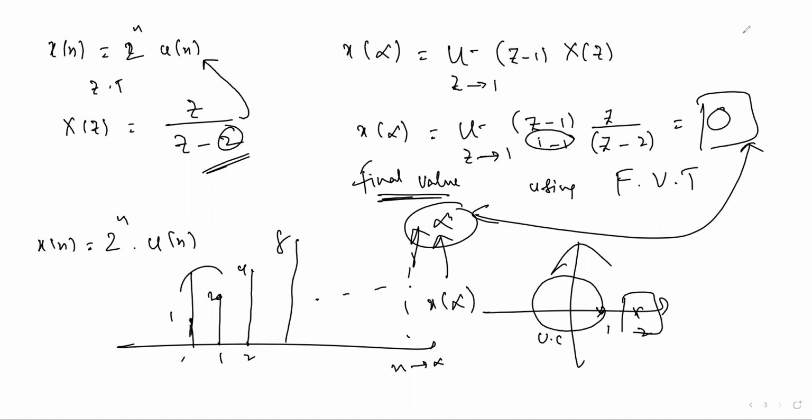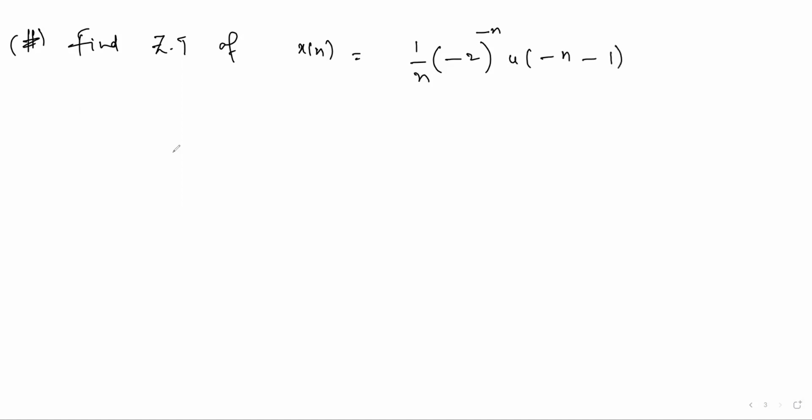So far, what we have been discussing. First, find the Z transform of this signal. Find the Z transform of x of n, that is given as (1 by n minus 2) whole to the power of minus n, u of minus n minus 1. Find the Z transform. Use the properties of the Z transform page, whatever you want. Use it. Try to solve this one. I'm giving you 1 minute. Then I'll solve.